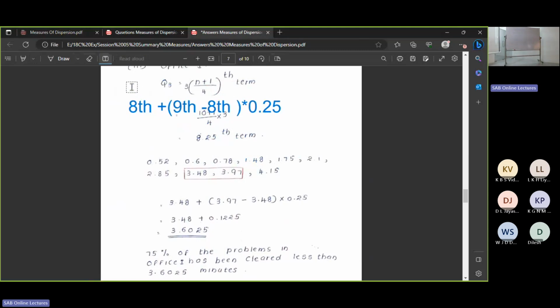For the 8.25th term, first we take the 8th term. Then we need to take the 0.25 from the difference between the 9th and the 8th, because 8.25th is in between the 8th term and the 9th term. Therefore we take the 0.25 from the difference between these two values. Is it clear? Then what is the answer?